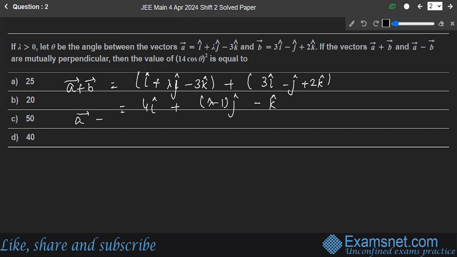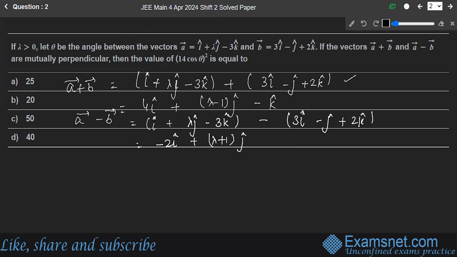Similarly, a vector minus b vector. So I'm subtracting both of them now. This will be i plus lambda j minus 3k, minus 3i, j and 2k. This will be equal to minus 2i, (lambda plus 1)j, minus 5k. Now in the question you are given that they are mutually perpendicular.